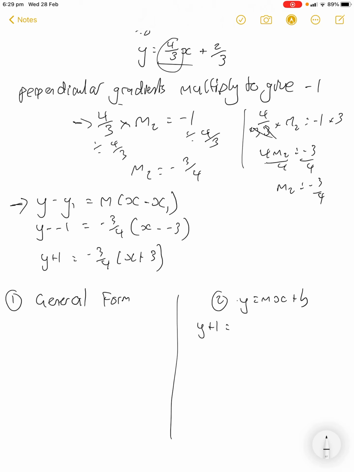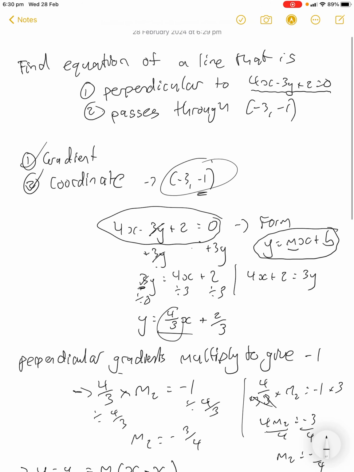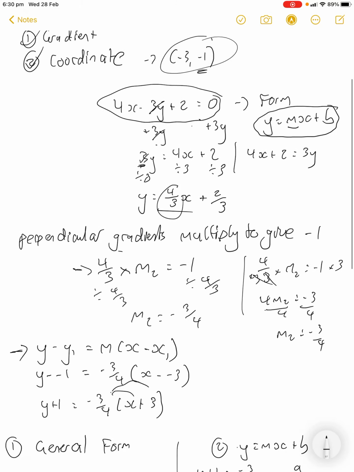I'm going to expand my gradient through that set of brackets. Negative 3 over 4x minus 9 over 4. I'm then going to subtract 1 from both sides. So we have y is equal to negative 3 over 4x minus 13 over 4. And that is my answer. I am done. There is nothing else I need to do. Gradient intercept form. I've got my gradient, I've got my y-intercept. That is the equation of a line perpendicular to that line there and passes through that point.